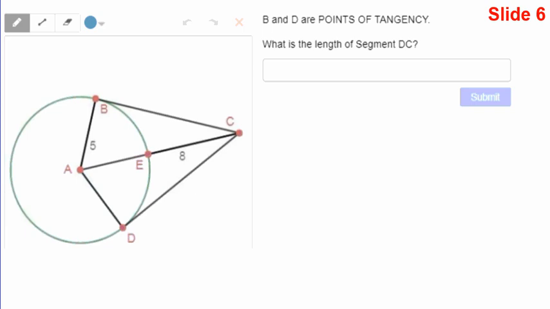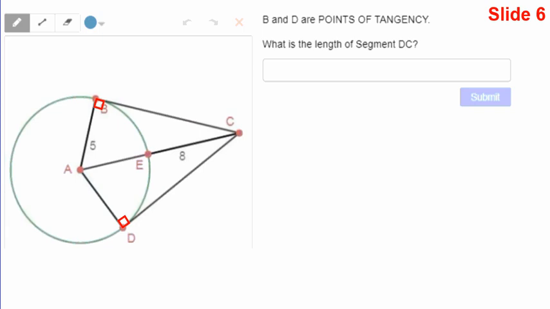So in this problem, we have B and D being points of tangency, and we want to determine the length of segment DC. So we have to remember, points of tangency means that's a place where the segment intersects the circle's radius and makes a right angle. So they are perpendicular to each other. So let's draw those perpendiculars, the right angles, in the two places of tangency.